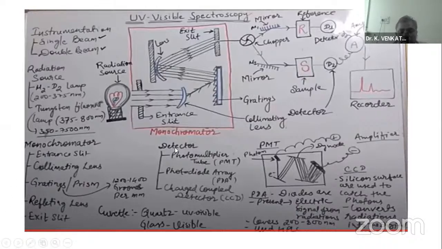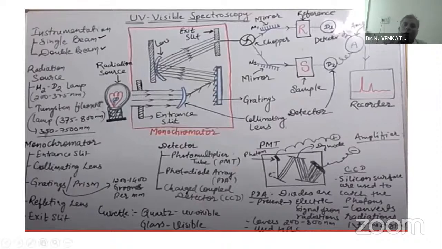And detectors. We can use three types of detector: photomultiplier tubes, that is PMT; photodiode array detectors, that is PDA; and charge coupled detectors. So three types of detector are possible in UV. The cuvettes used are quartz for UV visible. Glass is possible only for visible, so we use quartz cuvettes.